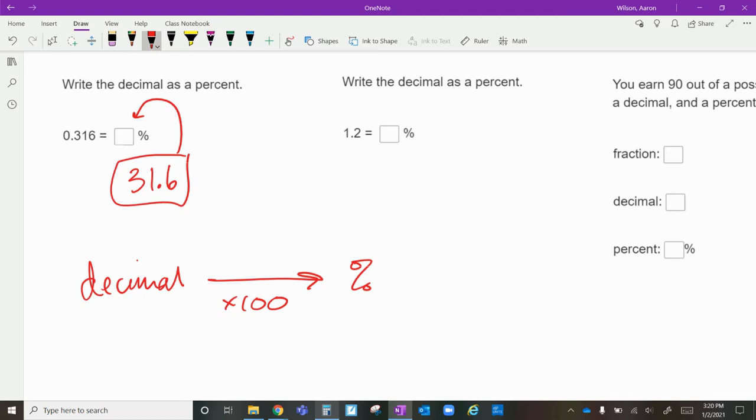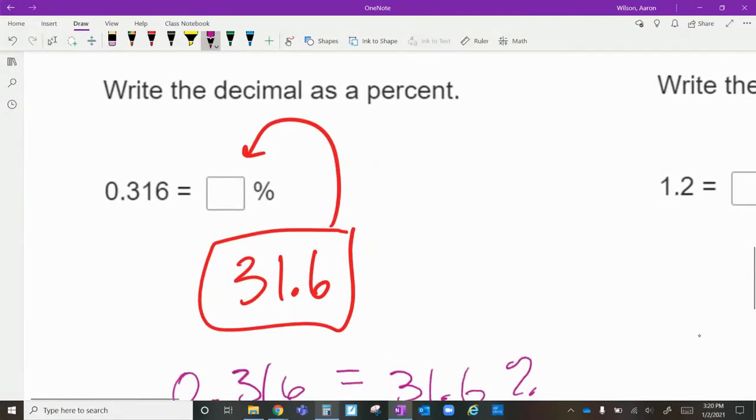That's the same thing. So when you're looking at these two numbers, 0 and 316 thousandths, I want you to know that it equals 31 and 6/10%. The reason why is you're actually just moving the decimal 2 places to the right, because when you multiply by 100, you're moving the decimal 2 places to the right, just 2 jumps to the right.